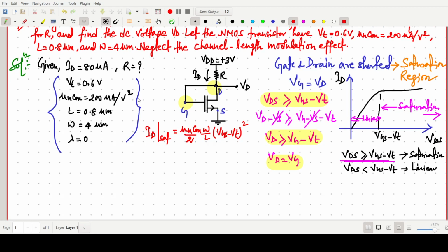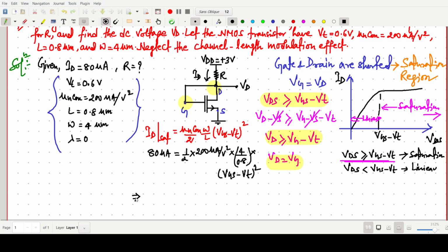What can we write? VGS is not known to us, so we find VGS first. ID value is 80 microampere. So write it: 1 by 2 mu n COX, which is 200 microampere per volt square. We can write the full expression with units also. L and W are given, so W by L is 4 by 0.8, into VGS minus VT whole square.